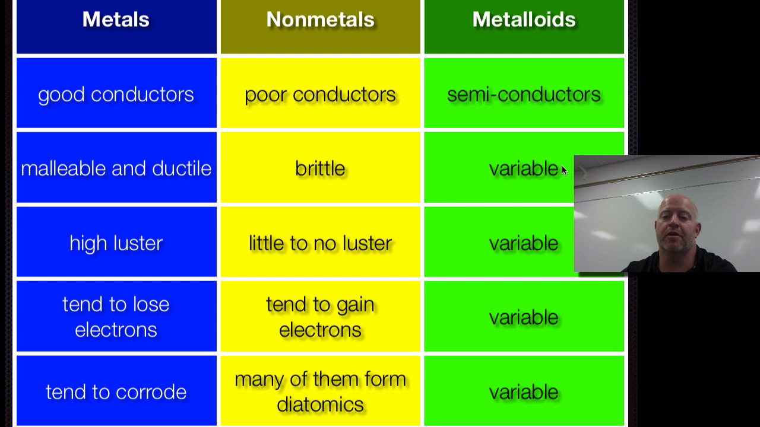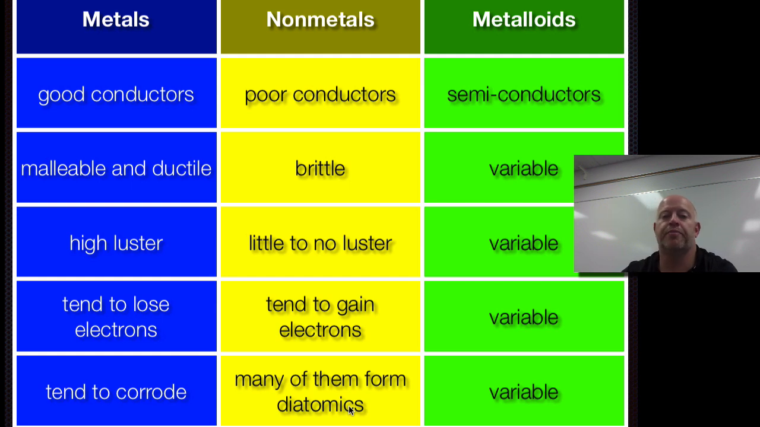Now, if you look under metalloids, all this stuff is kind of variable. For metalloids, besides their ability to semiconduct, you really don't have good information because each one is so unique and individual that you can't give it a classification. But the easy thing about metalloids is they tend to do a little bit of both. So it might be malleable, but have no luster. Or it might lose electrons, but also form diatomics. So it might have some properties of metals and some properties of nonmetals.